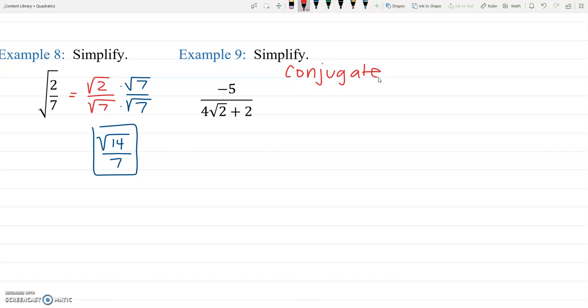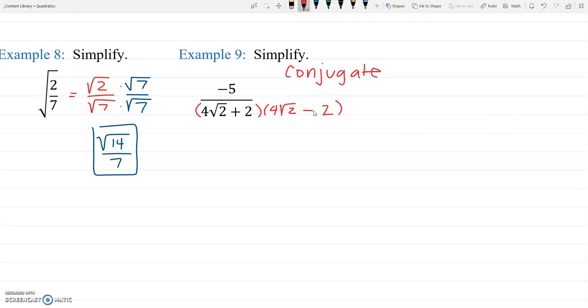Here's how the conjugate works. I'm going to take this binomial, and I'm going to multiply it by another binomial. Okay, the other binomial is going to be 4 square root of 2 in front, 2 in back. So notice the numbers are the exact same. The only thing I change is the sign in the middle. If the original sign in the middle was minus, I would change it to plus. Okay, so the only thing I'm changing is that sign in the middle.